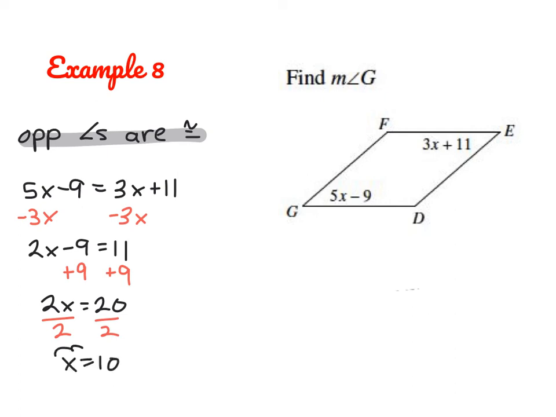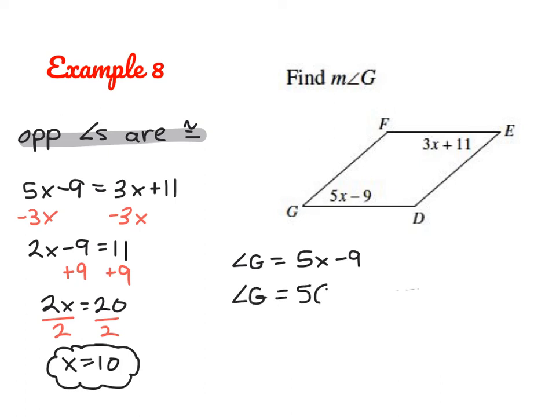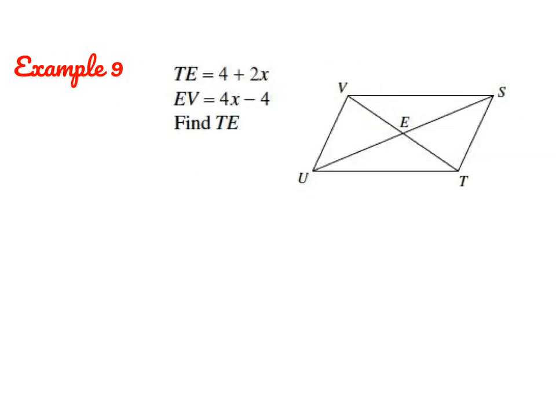But once again, we weren't asked to find x. We were asked to find angle G. We are shown in the figure that angle G is 5 times x minus 9. So we can substitute for x. And 50 minus 9 is 41. So 41 degrees. But of course, it all starts with the fact that opposite angles are congruent in parallelograms.